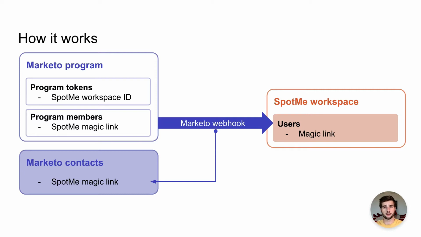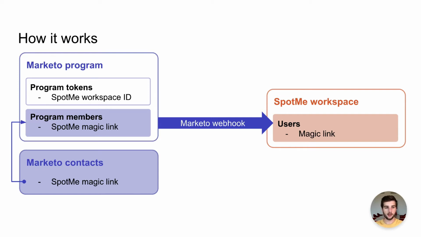Because contacts are global objects, this would mean that a contact can be registered to only one SpotMe event at a time. To overcome this limitation, as a final step of the integration, we are going to copy the magic link from a Marketo contact to a program member. From there, you can use the program member token in your emails to send the magic link to your registrants.